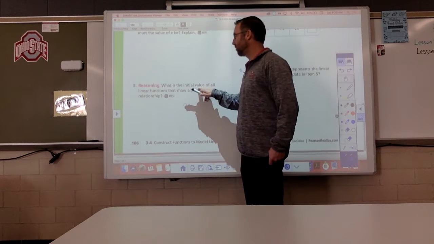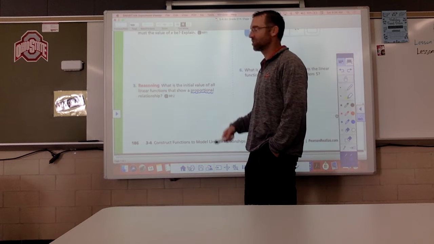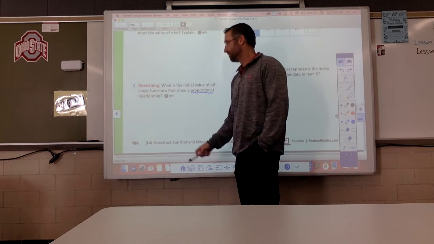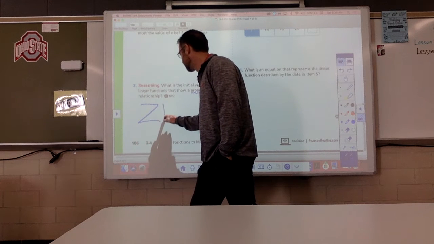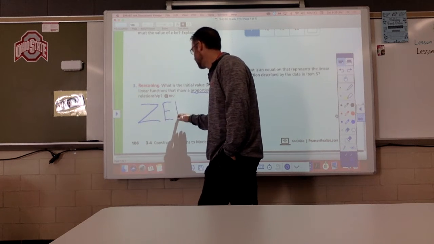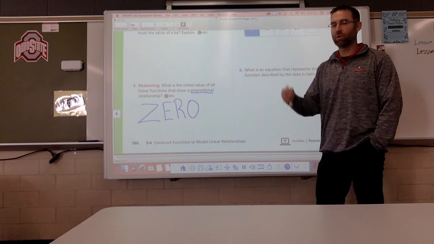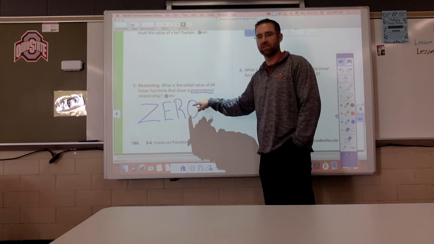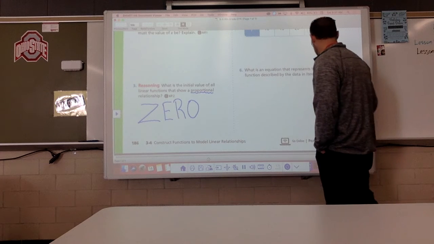What is the initial value for all linear functions that show a proportional relationship? Think hard here. Don't be a hero. It rhymes. There you go. 0. Okay, we've talked about it. Goes through the origin, 0, 0. All proportional relationships go through the origin or have an initial value of 0.